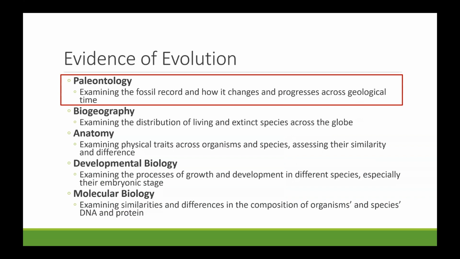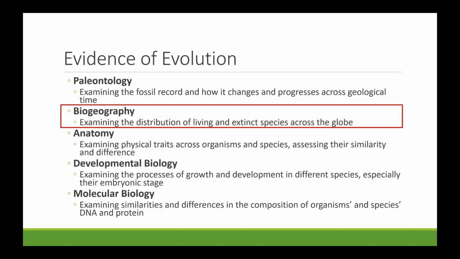So that's where we're going to leave things for our brief look at paleontology. Now let's move on to the next area of biology where we see evidence of evolution, which is biogeography. Biogeography examines the distribution of living and extinct species across the globe, meaning where they are physically located.